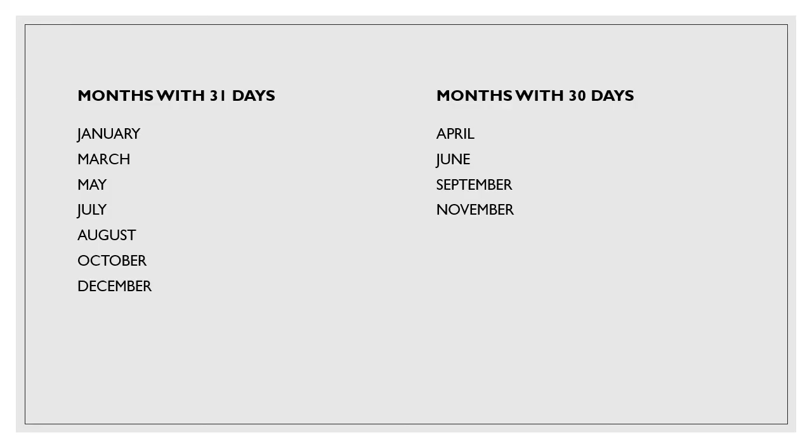Let's learn months with days. Months with 31 days: January, March, May, July, August, October and December. Okay, these all are months with 31 days. Now months with 30 days are April, June, September and November. Okay.